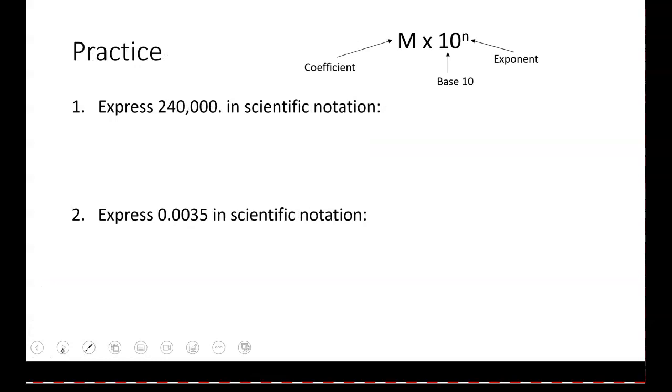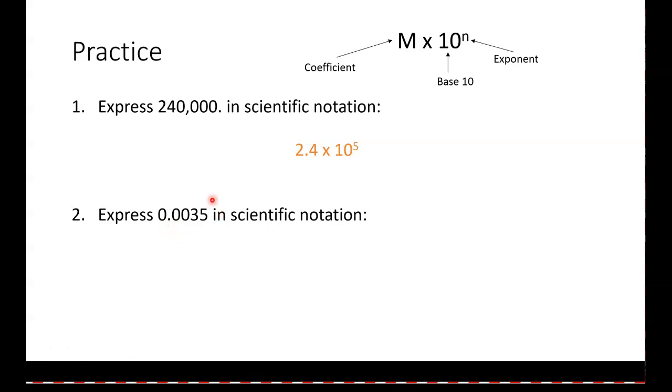Now if you'd like to practice this on your own, I suggest you pause the video and then you can come back and look at it. So expressing 240,000 in scientific notation, we know that we're going to have a positive exponent because the number is greater than 1. And we know that 2.4 is going to be our coefficient. And we get 2.4 times 10 to the 5th.